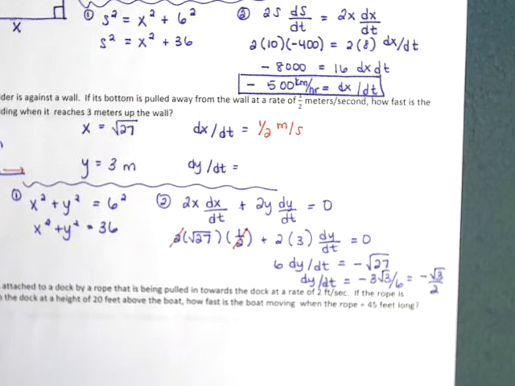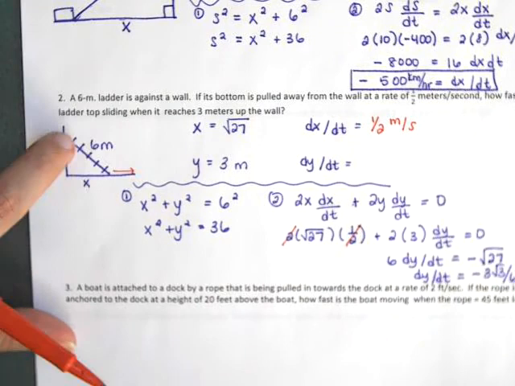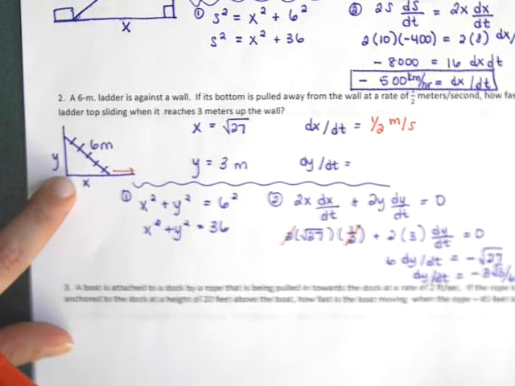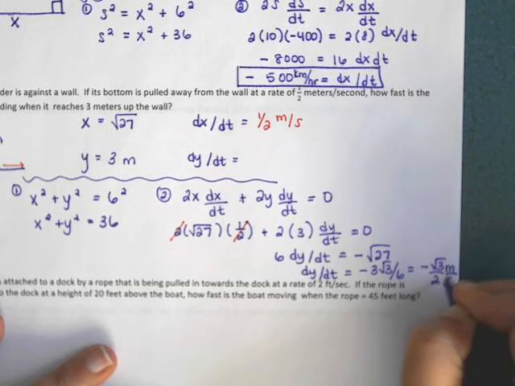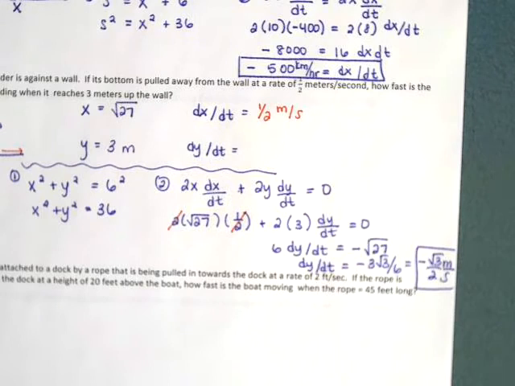Now, does it make sense that this number is negative? Well, it's sliding away from the wall, so the top is going to slide down. So yeah, it makes sense that it's negative. And my units here would be meters per second, because it's a distance, so it's going to change in the amount of meters over time.